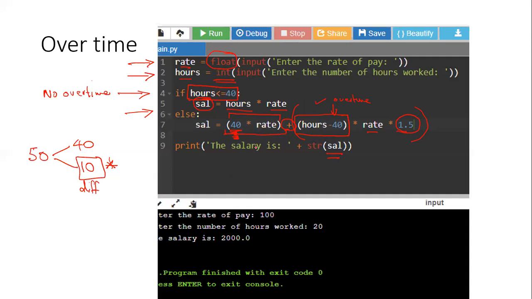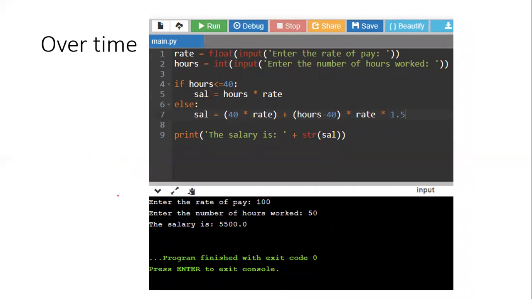So if I look at this case here, the rate is 100. The number of hours worked is 20. So if I enter 20 hours, that means in line 4, the condition is true. 20 is less than 40. So it's simply hours, which is 100 times 20, giving me 2,000. Let's look at the second example. I took a rate again of 100. This time round, we've got 50 hours.